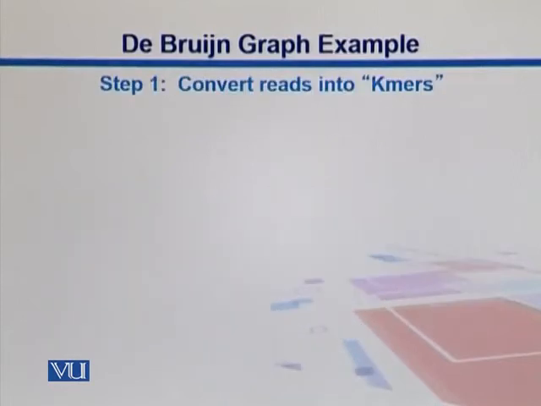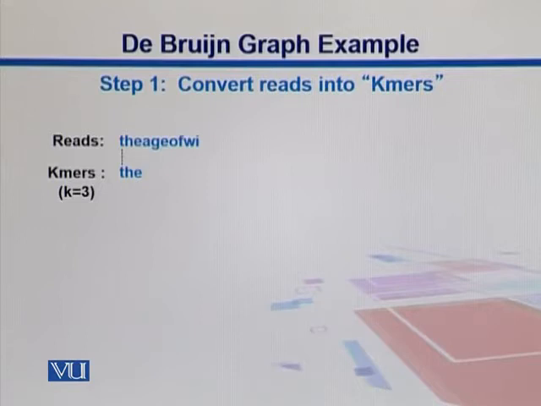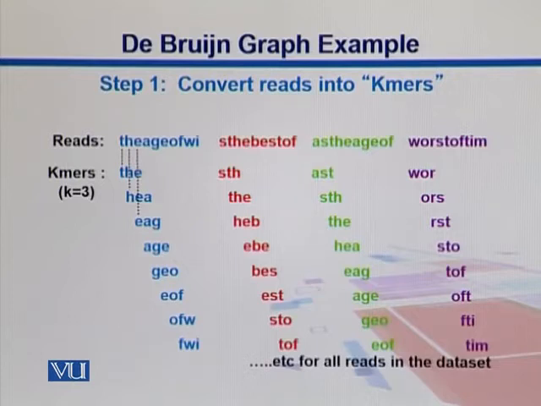We convert those reads into Kmers. Here we select our Kmer size as k equal to 3. We take read 1, and it can be broken down: first we start with THE, next we start from HEA, we start from EAG, and so on. In this way we get those Kmers from this read and from the rest of them. So in the end we have broken our reads into Kmers.